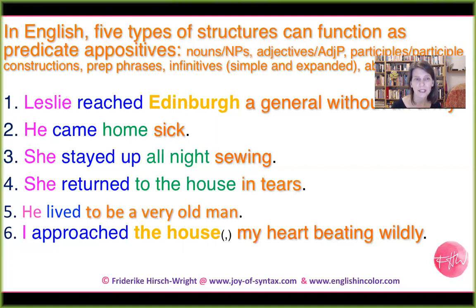"When I came home, I was sick." "When he came home, he was sick." "He came home sick." "She sat up all night sewing." So here we have the participle. "She returned to the house in tears," a prep phrase. "He lived to be a very old man," infinitive. And "I approached the house, my heart beating wildly." And that's an absolute phrase.